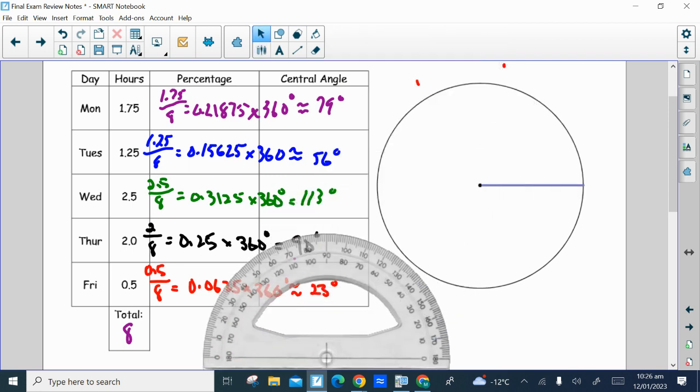So we'll move our protractor out of the way, and we'll draw a line going up to that point I put for 79 degrees. And we'll label it. Should always label our graphs. This is Monday.